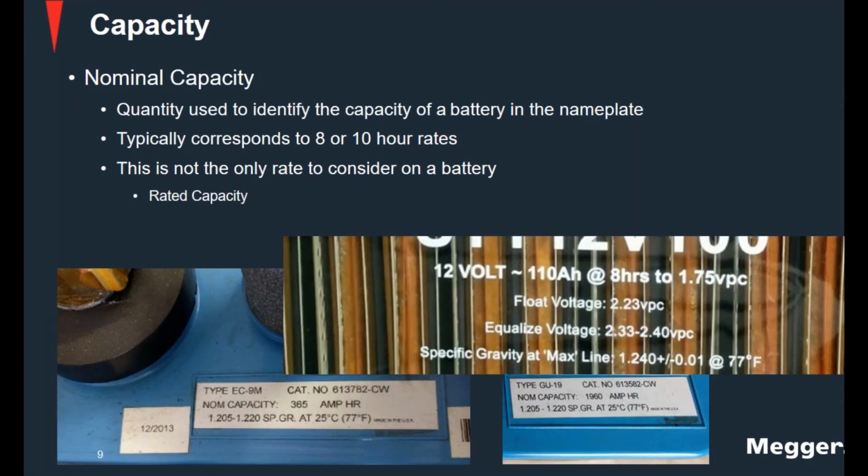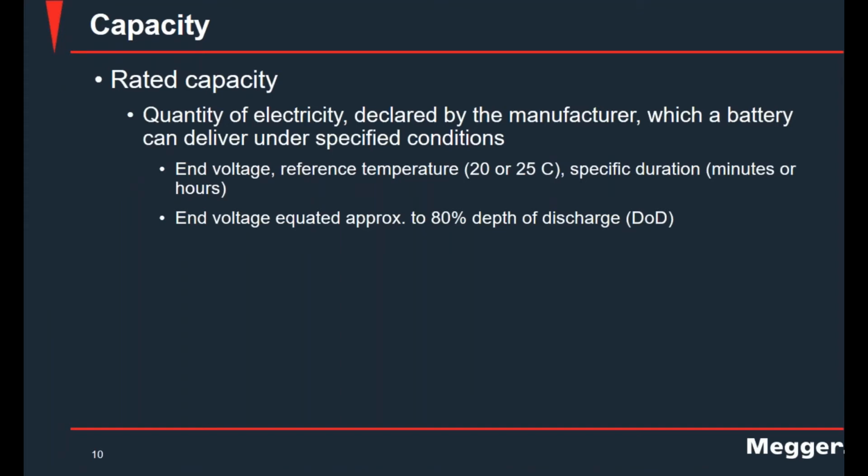And here we see more details related to the nameplate. But the main point here is this is the nominal capacity that the manufacturer is using to identify the capacity of that battery. However, if we go a little bit more in detail, there are really more rates, or more capacities, that you can get from that battery. And that is what is called the rated capacity, which is the quantity of electricity that the manufacturer declares that a battery can deliver under specified conditions.